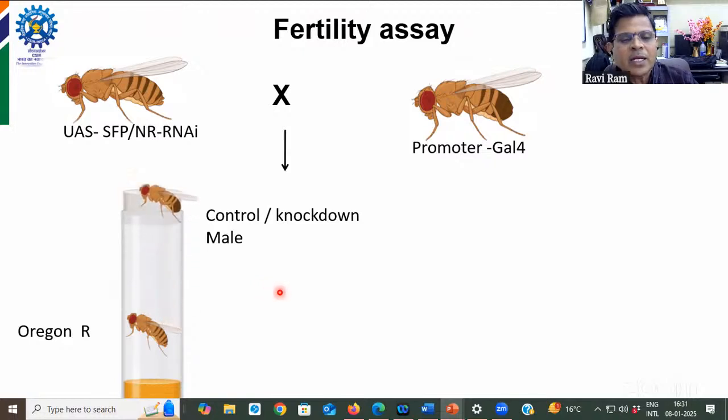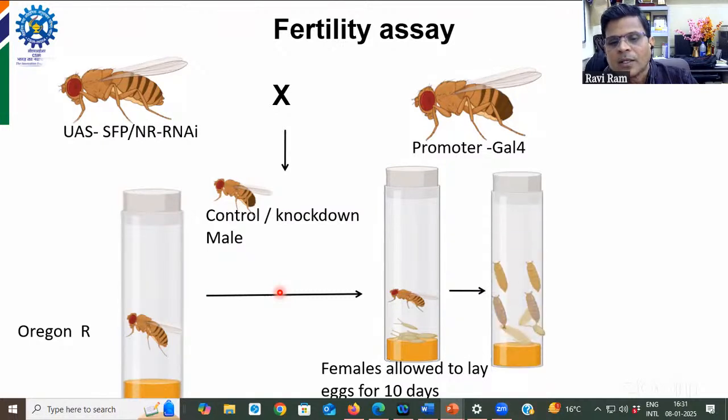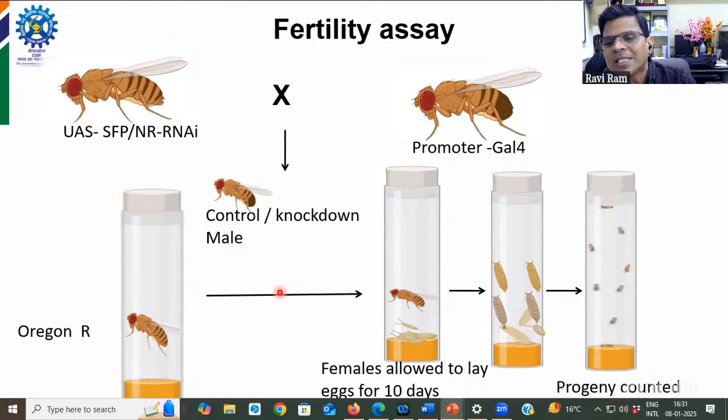And you allow them to mate, and once the mating is over, you remove that male and you allow this female to lay eggs for 10 days. After 10 days, you remove the female and you allow those eggs to develop to adult stage. Then once you have the adults coming out, you start counting how many progeny have come from this particular mating, and you compare control to the experimental. The experimental one is the one in which we have reduced the expression of the transcript levels of that particular gene. Is that clear? How do we do this fertility test?